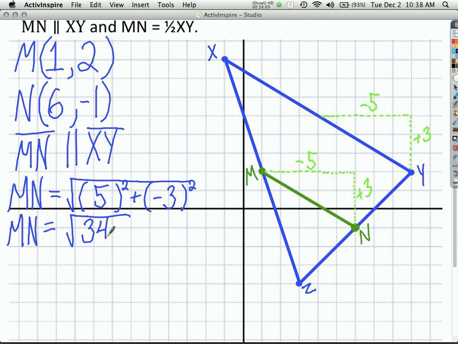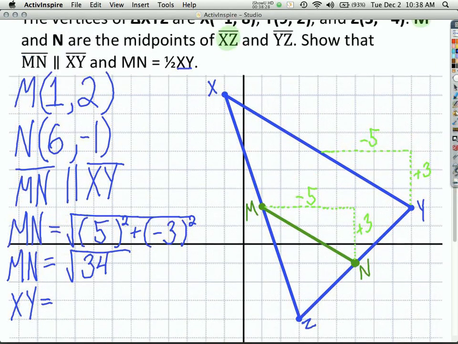Well, I'm not sure what we're going to need to do with it, so let's just leave it like that for the moment. But now we need xy, because we don't know if it's a half, so let's find xy and then see what the relationship is. So now we need to do the distance formula for xy. We get the coordinates for xy.